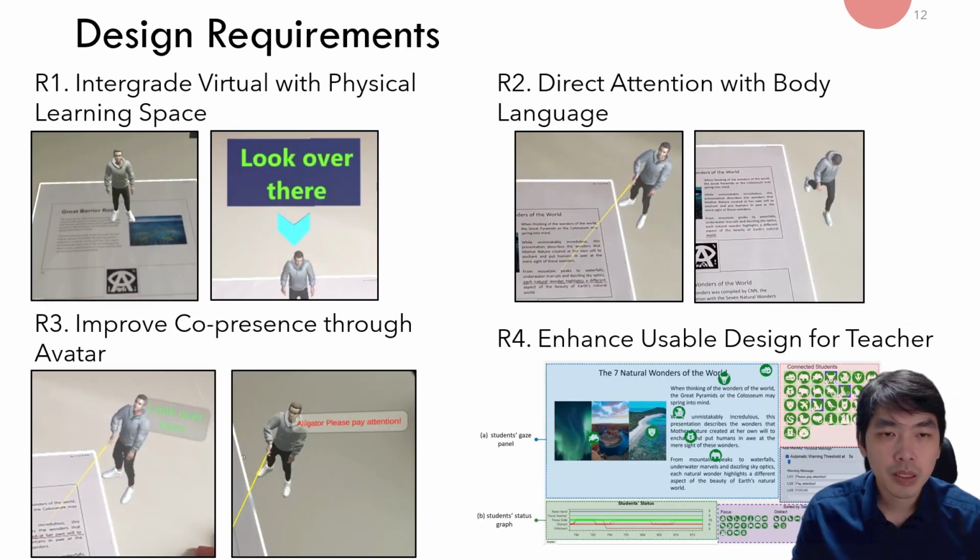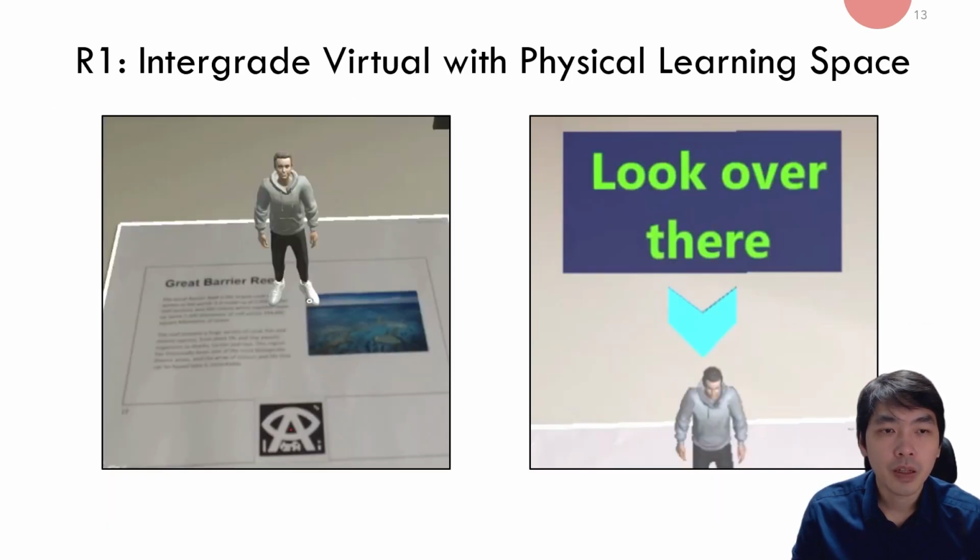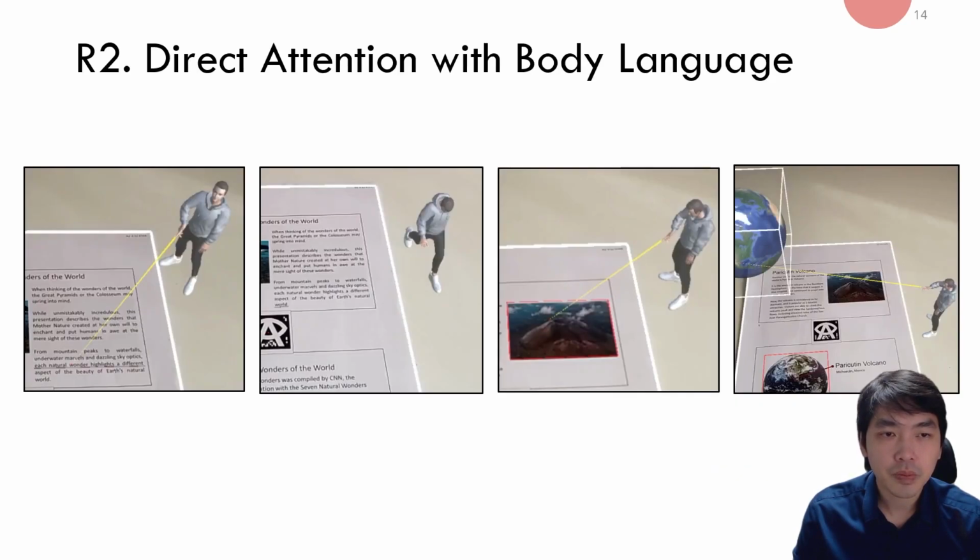From the literature, we derive 4 design requirements for Tutor In-sight. First, we integrate virtual and physical learning space by superimposing the teacher avatar over the student printout, allowing them to concentrate on a single workspace without splitting their attention. Additionally, if the student looks away from the printout slide when the teacher is pointing at something on the slide, we have a visual cue that directs the student's attention back to the printout slide.